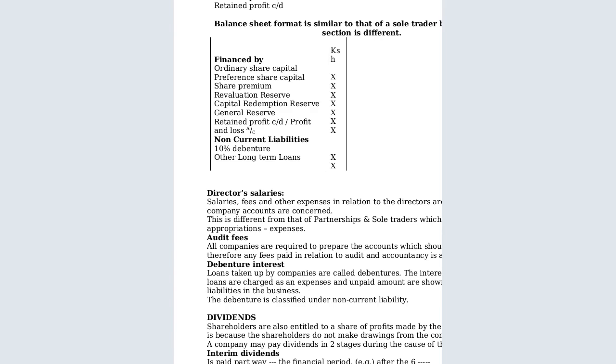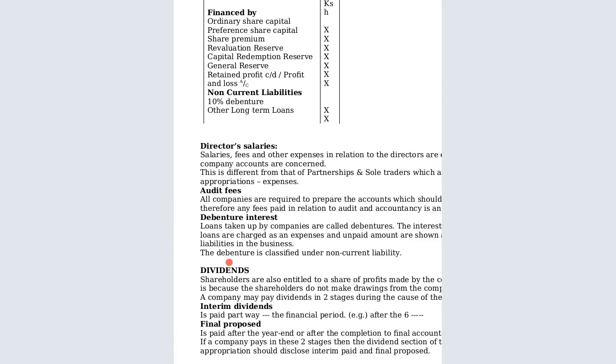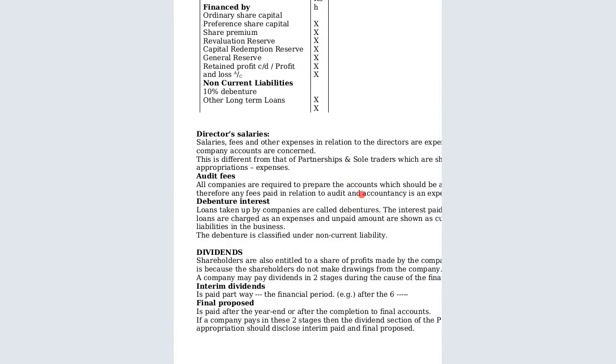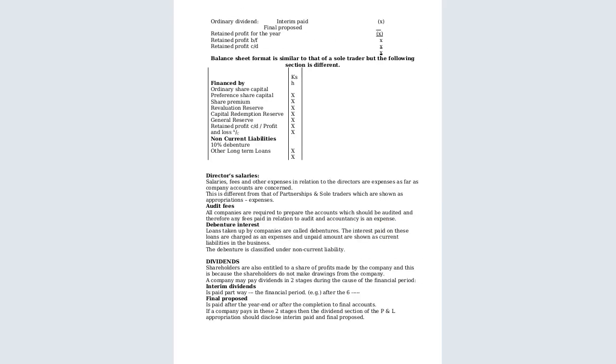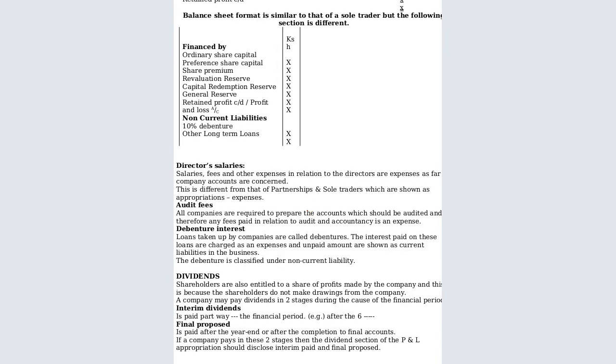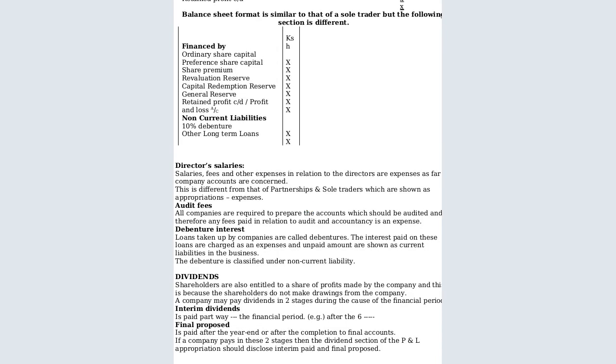When it comes to the balance sheet of a company compared to the balance sheets of other entities, there are items that are unique to a company's balance sheet. Let's now discuss some of those specific items, at least as they're explained down there. We had the director salaries, fees, and other expenses in relation to the directors.